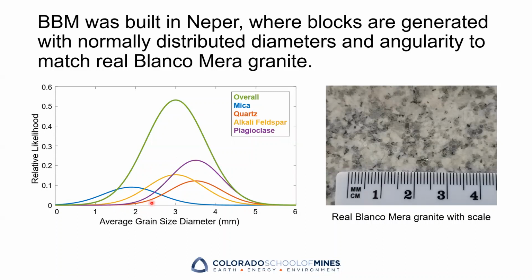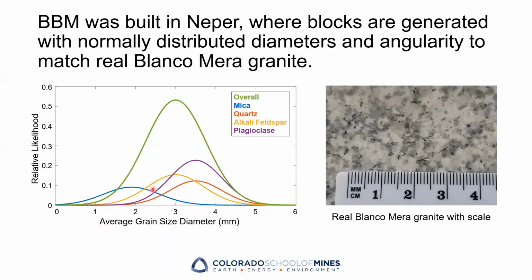These mineral curves correspond to each of the 4 constituent mineral groups within real Blanco Mera granite, so mica, quartz, alkali feldspar, and plagioclase. Each mineral's grain diameter distribution came from data from a petrology report from a past study that tested real Blanco Mera granite in the laboratory. The mean of this overall fitted curve here, plotted in green, is the weighted average of the reported mean mineral diameters. So you can see that the normal fitted distribution that I chose encompasses all large grains of the rock, but it doesn't exactly encompass all small grains.